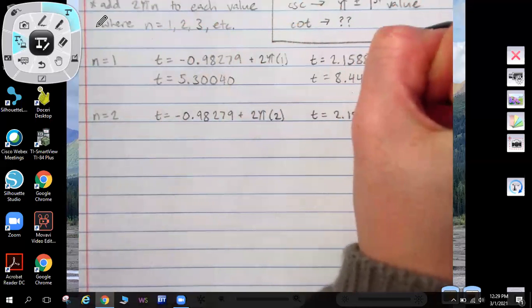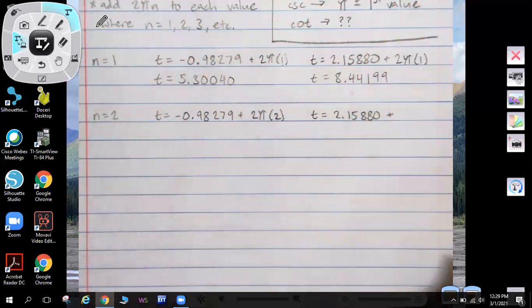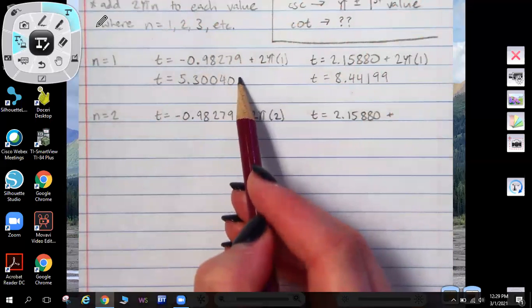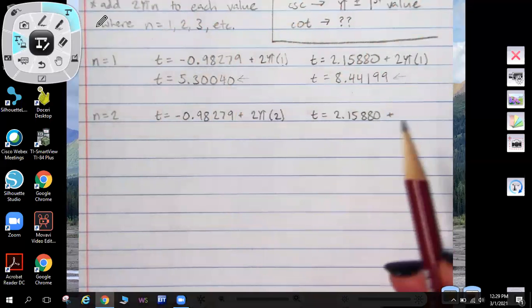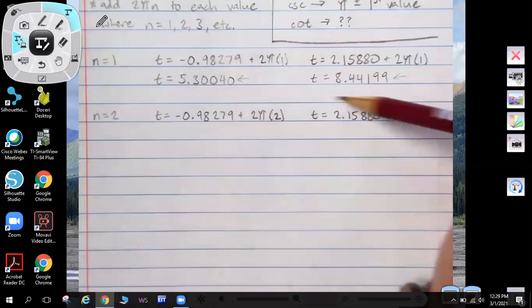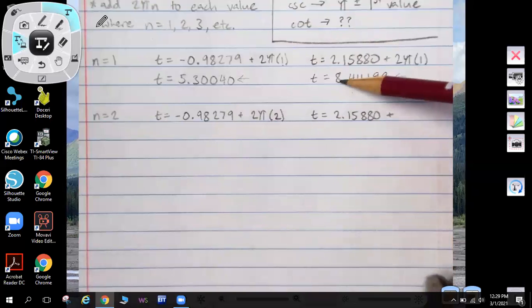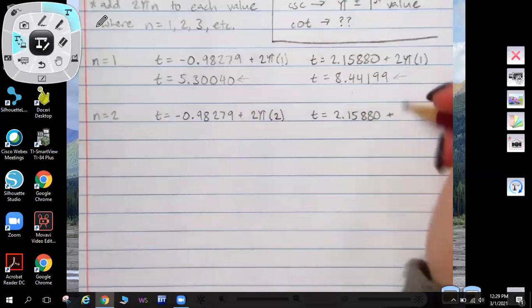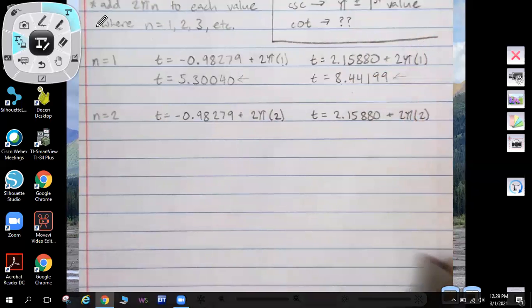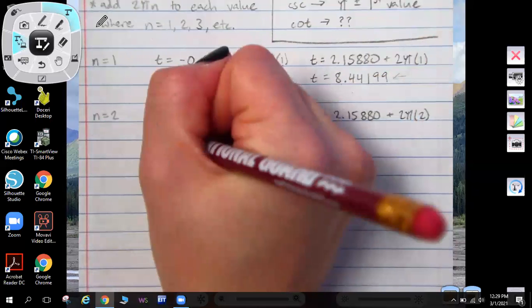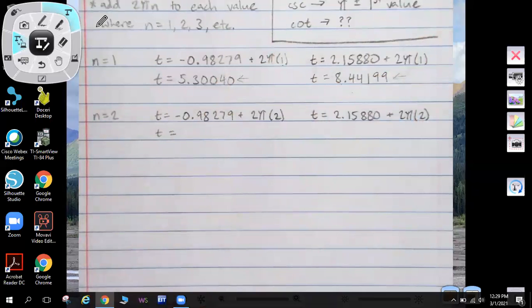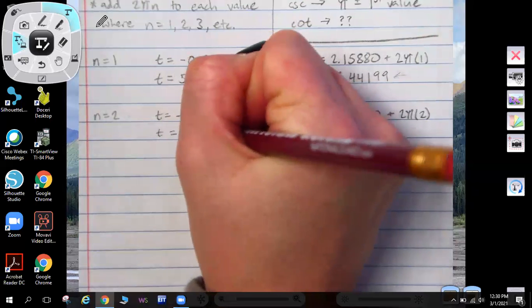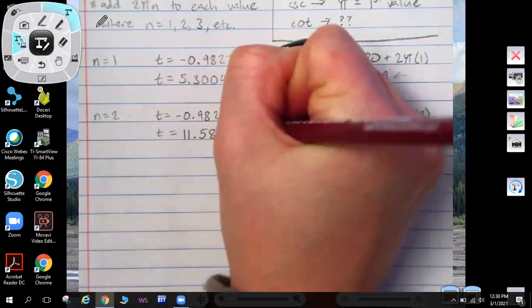So are we doing this with all 10 numbers? No, we just want to go until we see that we're going to be out of our interval, which is from 0 to 10. We want our t values to be between 0 and 10. I feel like maybe this next one's going to be out of the interval already, but we'll see. Yeah, this one even gets out of the interval too. 11.58358.